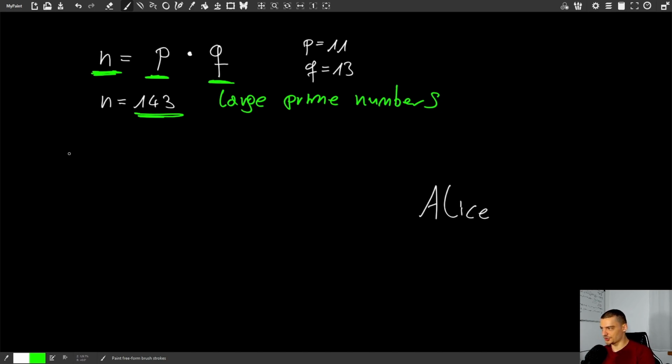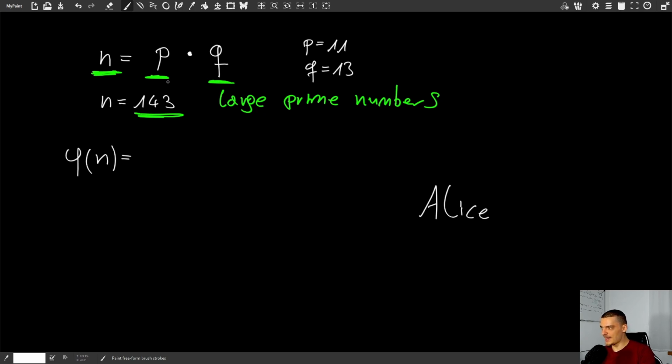So what we do next is we calculate something called Euler's totient function. This is a function called phi, and it sounds more complicated than it is. It's quite simple. What this function does is it just tells us how many numbers are there lower, or actually smaller than n, that are co-prime to n.